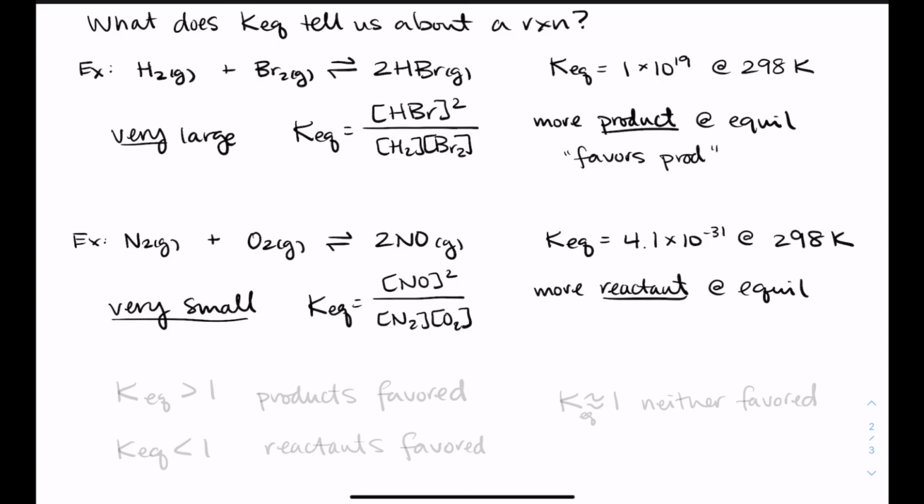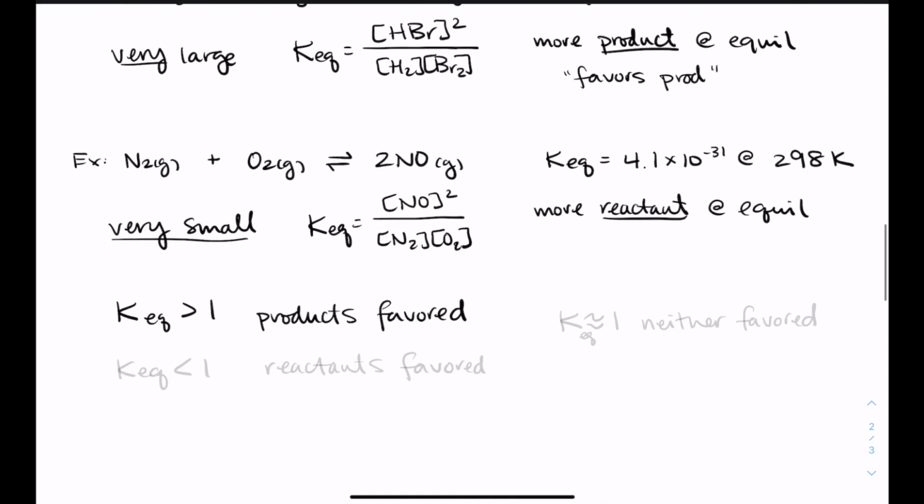Overall, what you will see is that if the equilibrium constant is greater than 1, it favors the products. If it's less than 1, it favors the reactants. Now, to different degrees, right? An equilibrium constant of 0.9 is very different from an equilibrium constant of 4.1 times 10 to the minus 31. But both of those are less than 1. So the balance would lie with the reactants at equilibrium. If your KEQ is exactly equal to 1, then neither is favored. They're equal in their balance between products and reactants.